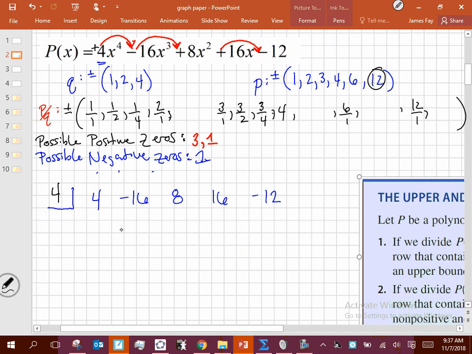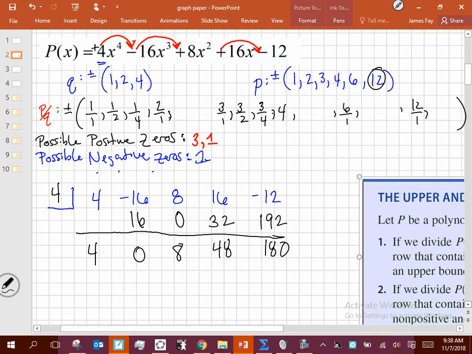If I put a 4 here, because 4 is one of my options, plus or minus 4, I bring my first number down. Now I start multiplying. It gives me 16, so put that there. Gives me 0, 0. Gives me 8. Now 4 times 8 gives me 32. Add that down, gives me 48, right? 48 times 4 is 192. So when I add those down, I get a remainder of 180.